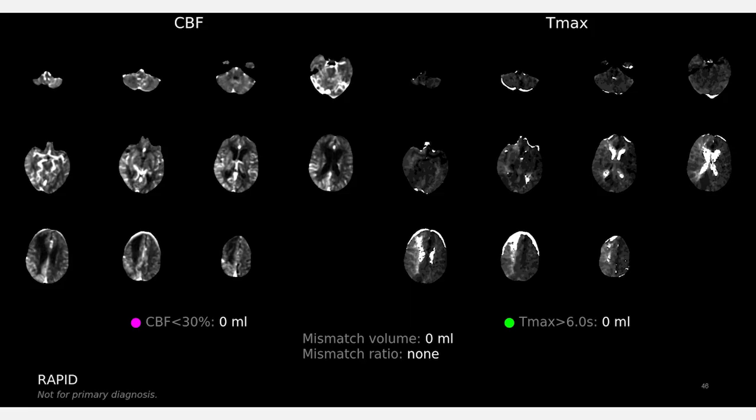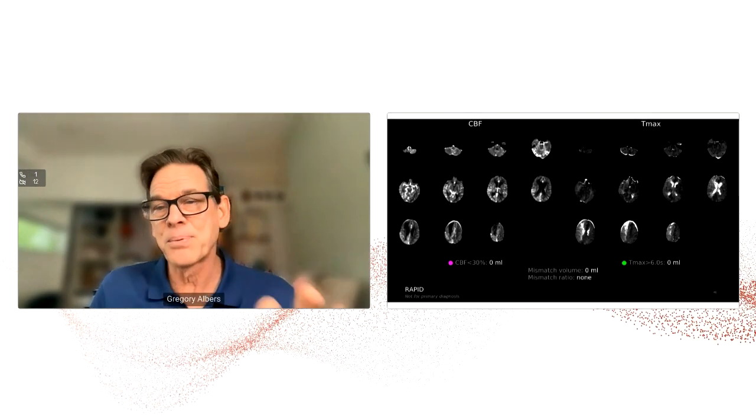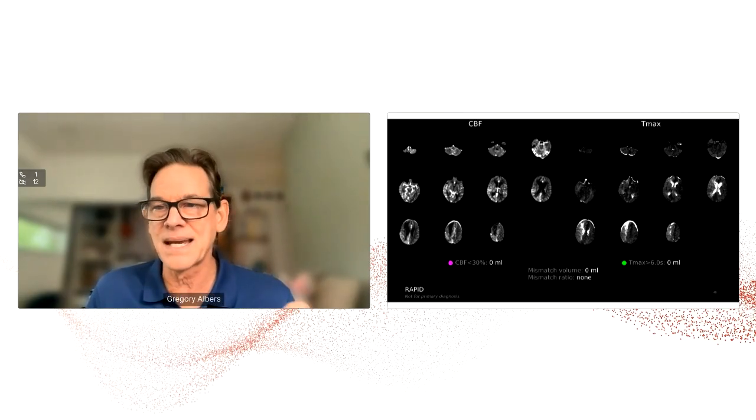So clearly this is a complicated case, but the point is that just because you didn't see any green or pink in the mismatch map, that doesn't mean you're done. Take a look at the map for asymmetries and see if you can figure out whether there's delays in contrast arrival on the Tmax or abnormalities of CBF, either reduced or increased, based on the CBF map on the left.